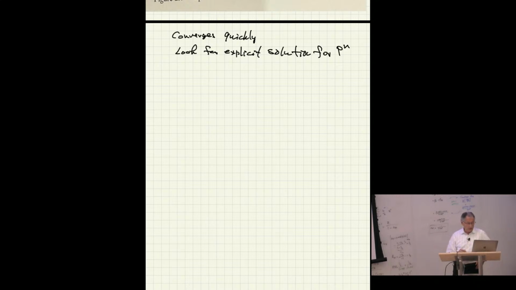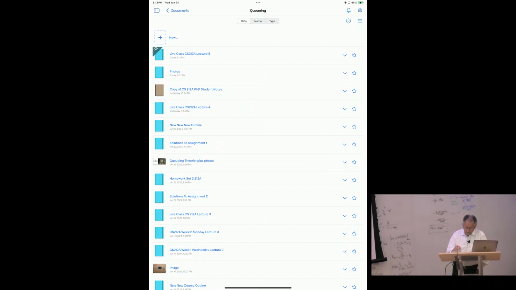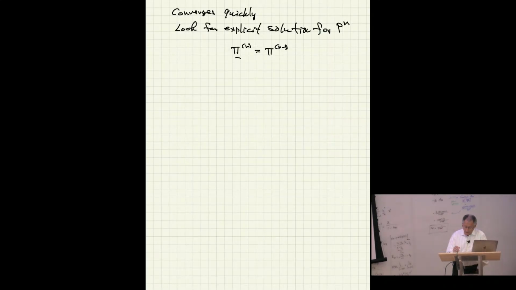Now, why do I want to do that? Because a few minutes ago I showed you those equations 6 and 7. One of them said this: pi super n, as a vector, is equal to pi super n minus 1 times P. Now that you can do. If you want to find pi super 152, you'd have to do this 152 times.